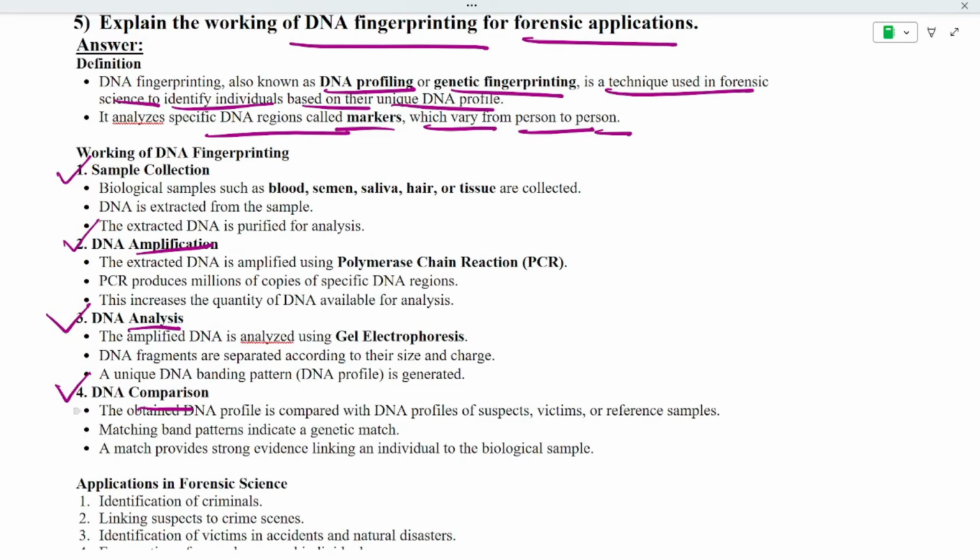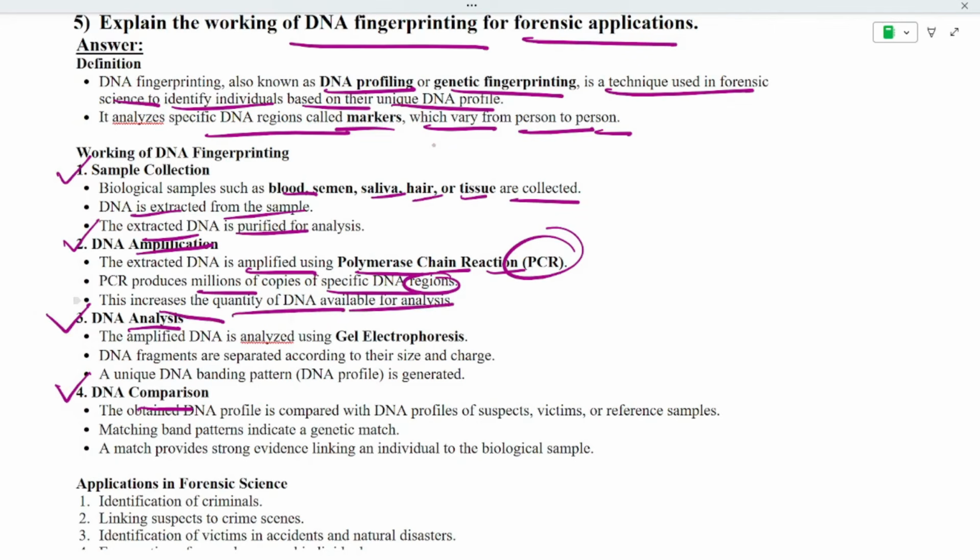In collection, they collect blood, saliva, hair or tissues, and DNA is extracted from the sample. It is purified for analysis. In amplification, the DNA is amplified using polymerase chain reaction, that is PCR. It produces millions of copies of a specific DNA region, called markers. That will increase the quantity of DNA available for analysis. When you have collected a small sample and do the PCR reaction, the sample will be increased. That will help for analysis.